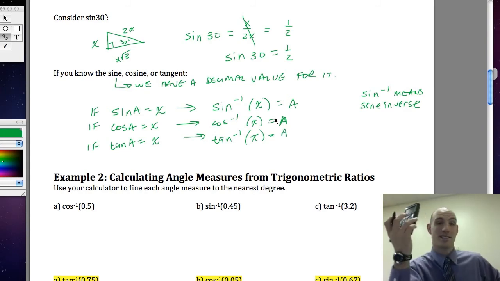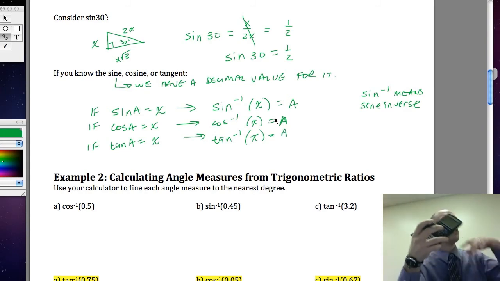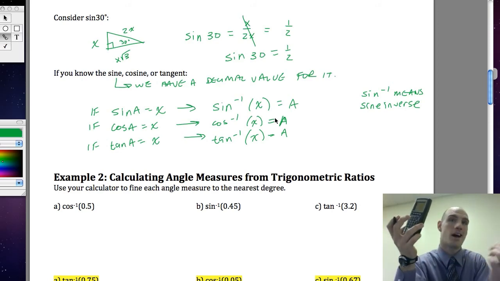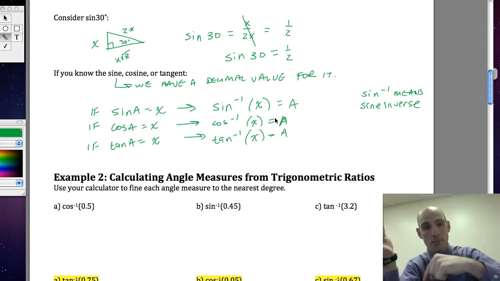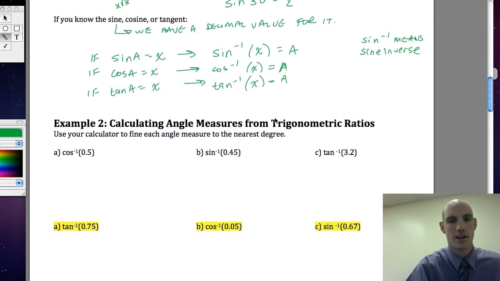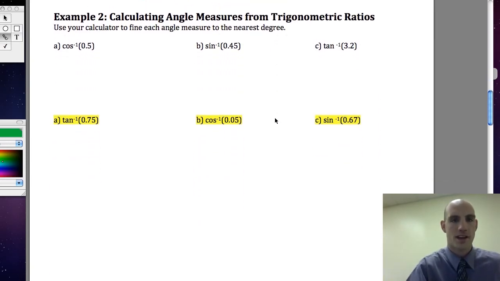Your calculator has a list of values. If you put in an angle and take the sine of it, it spits out a decimal. Well, if you put the decimal in, it can also work backwards. So that's what we're going to be doing here. In example 2, calculating angle measures from trigonometric ratios.